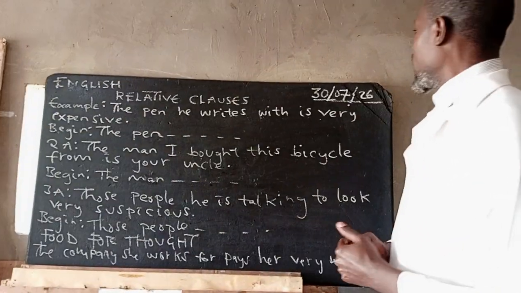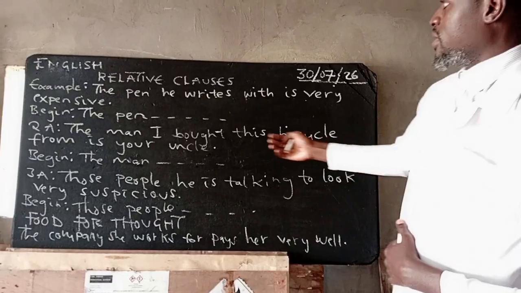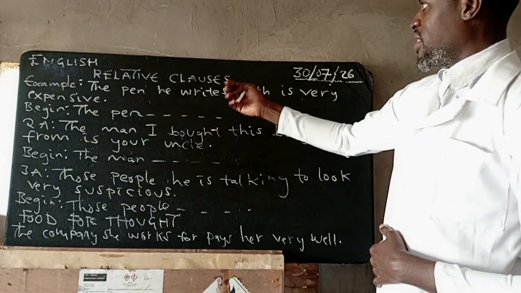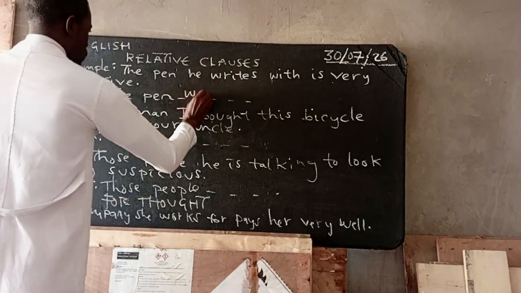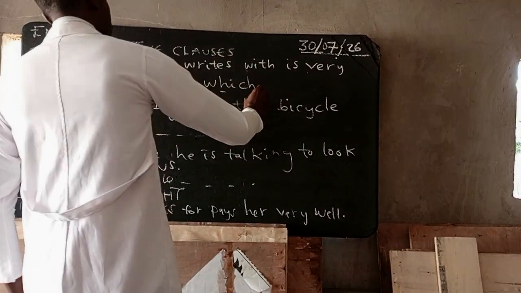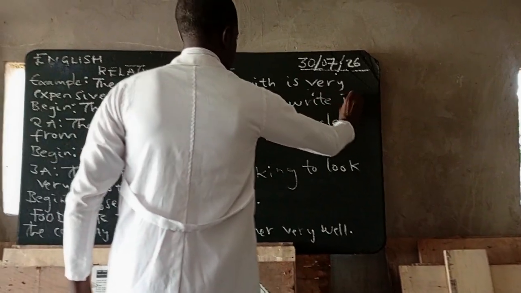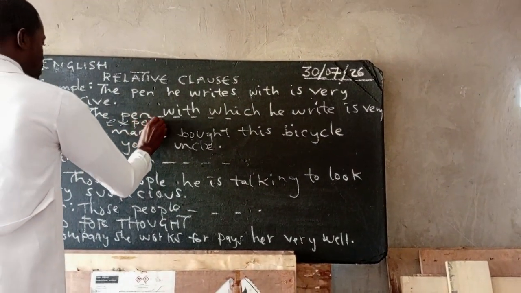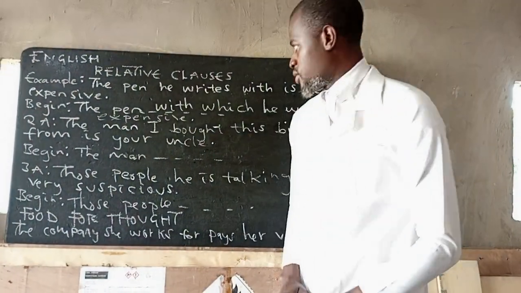It's as simple as drinking water. Let me write it down. The pen with which he writes is very expensive. So please don't repeat the with again, that would be repetition. Okay, let's go to number two.